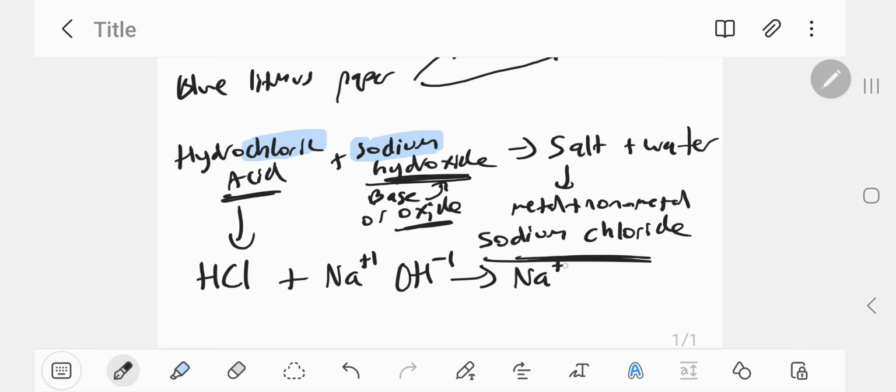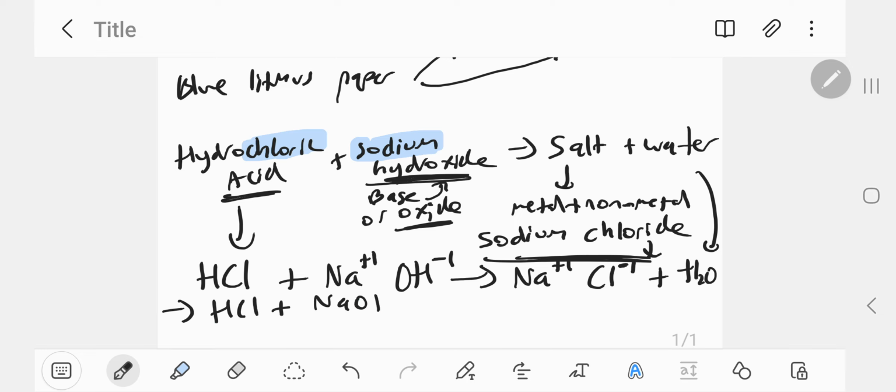Once again, sodium is Na+1. Chloride is Cl-1, chlorine. Plus water is H2O. The 2 is small, remember? It's a subscript. Then you tidy this up. That was the hard bit. Let's tidy it up. HCl plus NaOH makes NaCl plus H2O. The +1 and -1 cancel out when you stick them together.